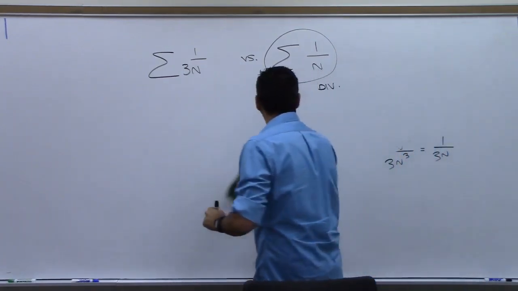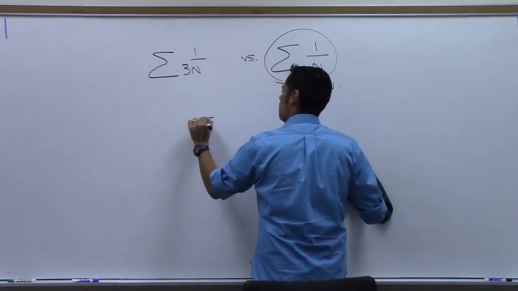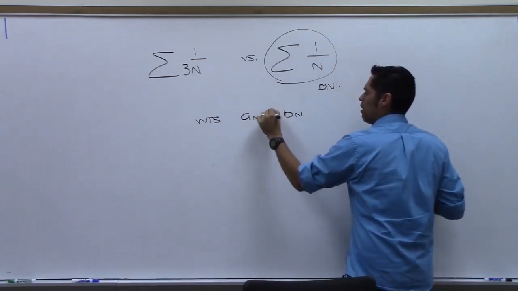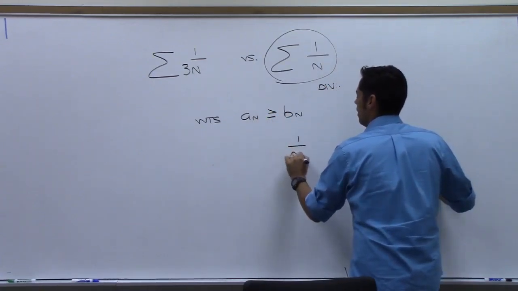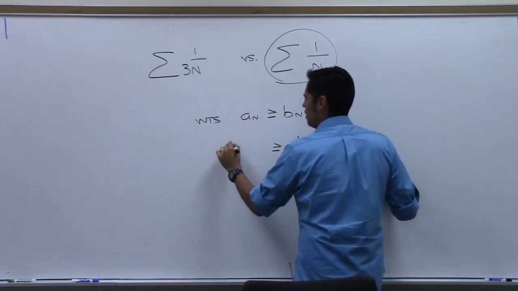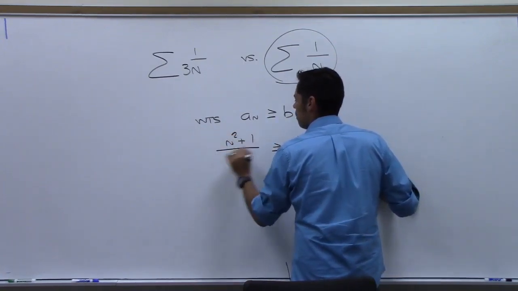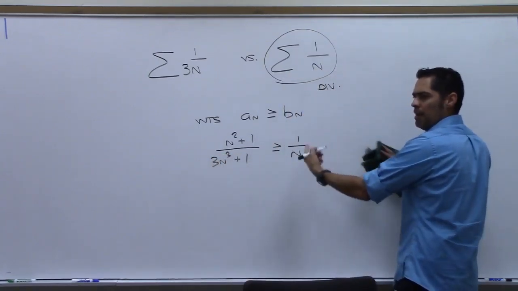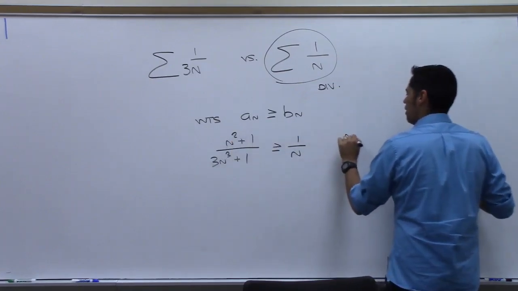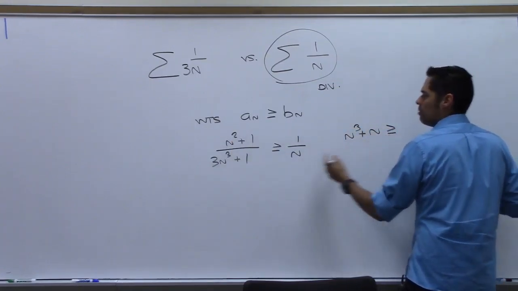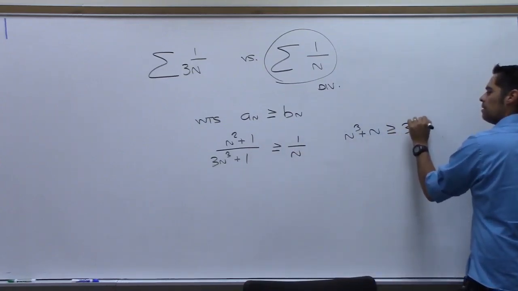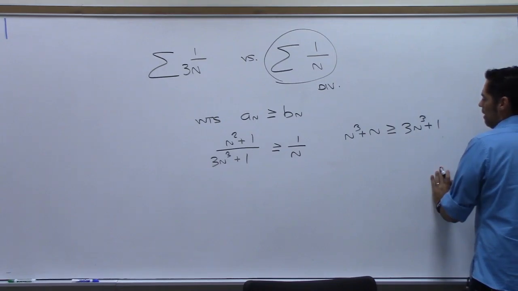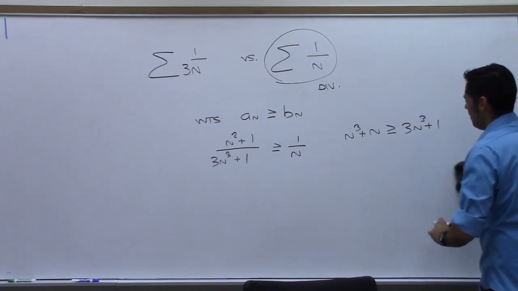So what I have to show is I want to show that a sub n is always what? Greater than or equal to b sub n. b sub n here is 1 over n. And the other one was n squared plus 1 over 3n cubed plus 1. And if you cross multiply here, right, n times this, you get n cubed plus n greater than or equal to, then here and here, 3n cubed plus 1. Yeah, this isn't going to work. It's not going to work.